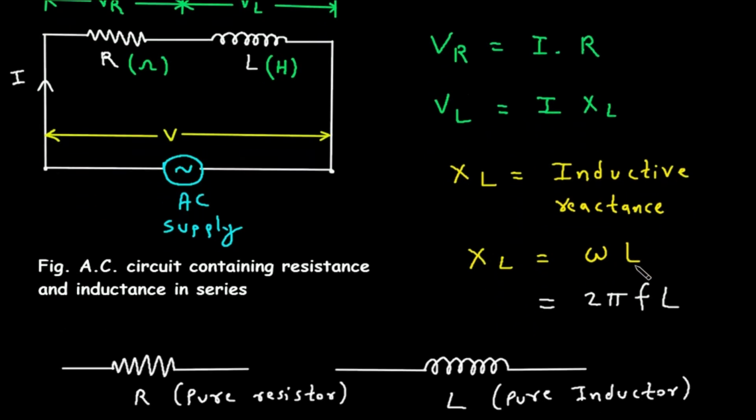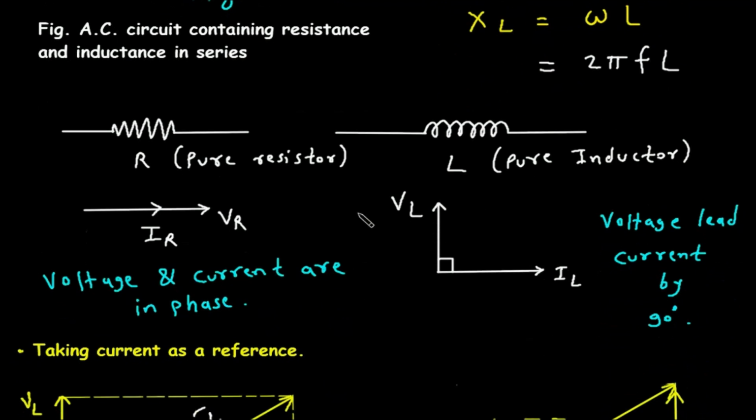XL is equal to omega L. This omega is the angular frequency and omega is equal to 2 pi f. For a pure resistor, IR is in phase with VR. The current and voltage are in phase. For a pure inductor, voltage leads current by 90 degrees. Here we can see that the voltage VL is leading the current IL by 90 degrees.